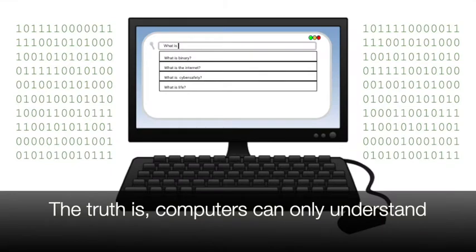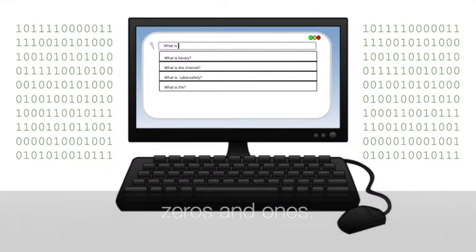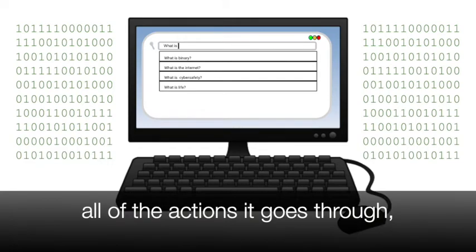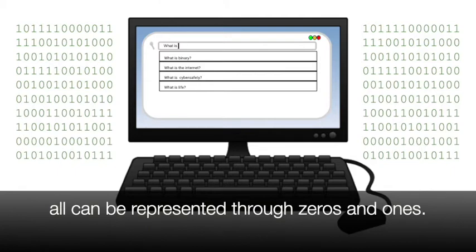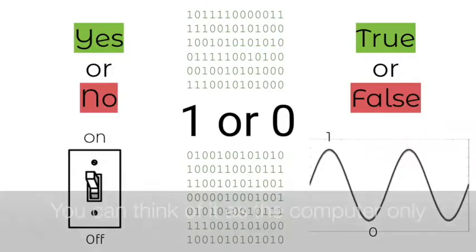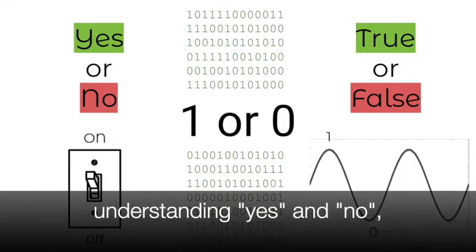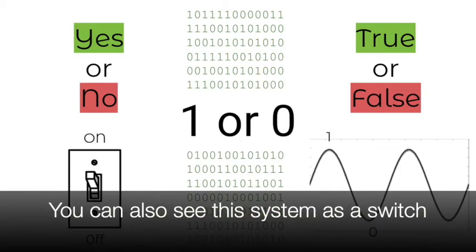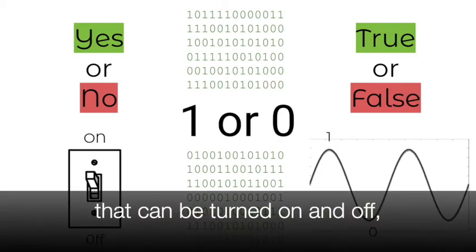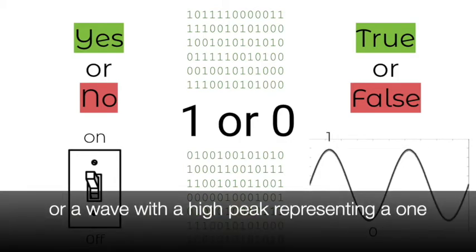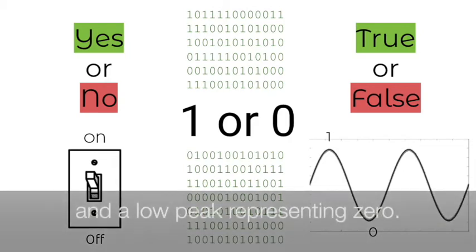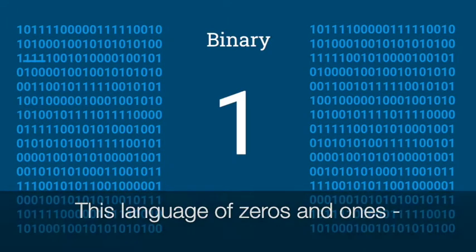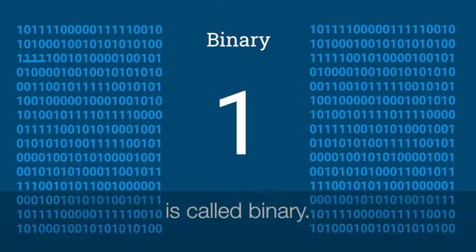The truth is, computers can only understand zeros and ones. This means that all the information it interacts with, all the actions it goes through, all can be represented through zeros and ones. You can think of it as the computer only understanding yes and no, or true and false. You can also see this system as a switch that can be turned on and off, or a wave with a high peak representing a 1 and a low peak representing 0. This language of zeros and ones, of essentially two options, is called binary.